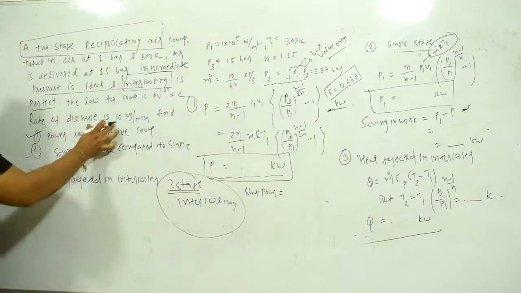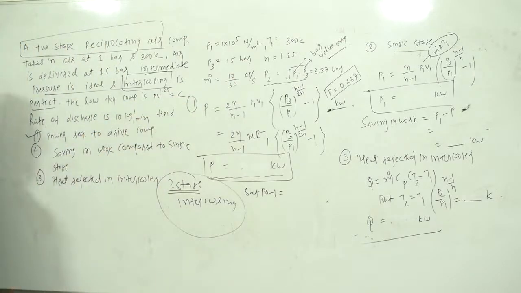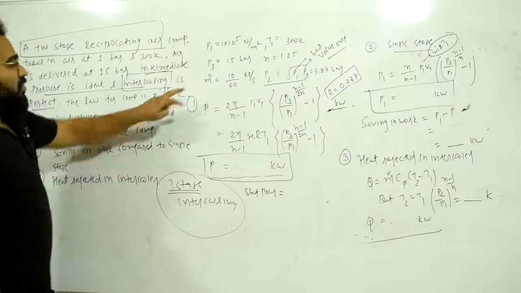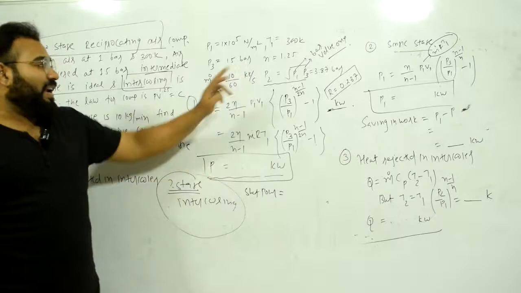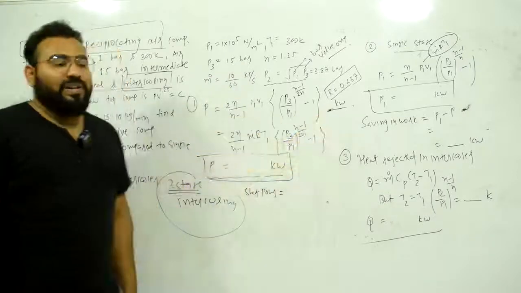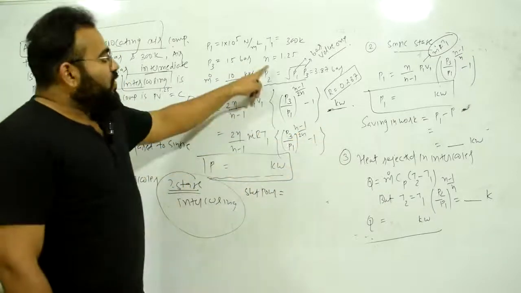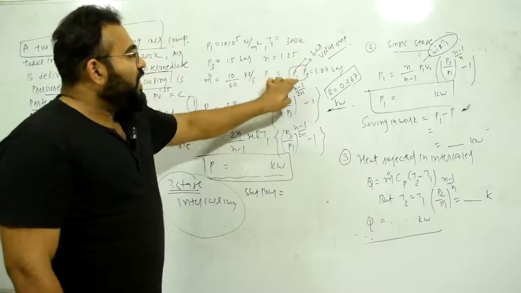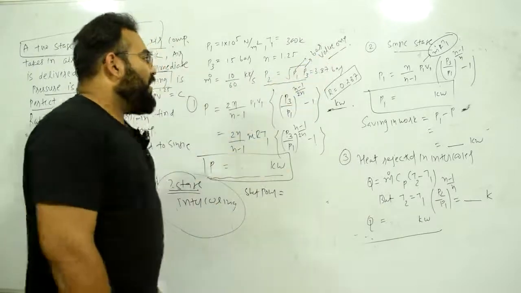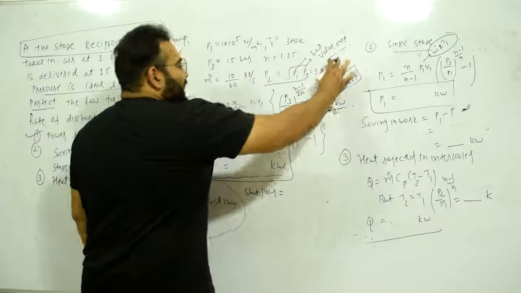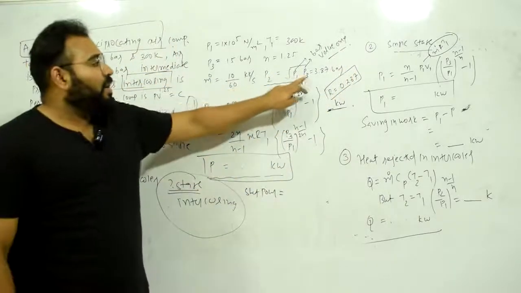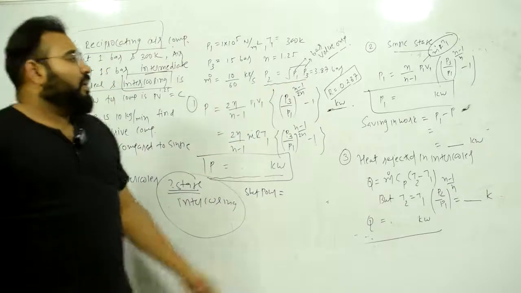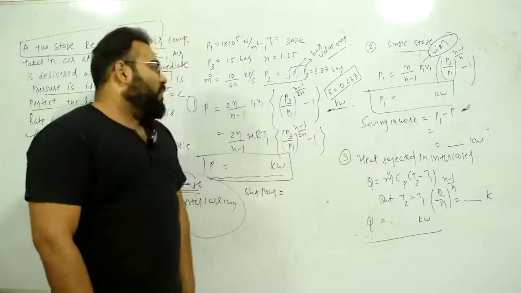The rate of discharge is 10 kg per minute, so mass flow rate is given. Mass flow rate will be 10/60 kg per second. We have to convert it into seconds because we want the answer in kilowatt. Now we know that P2 = square root of P1 times P3. Here we put the bar value only, because we want this in bar. P1, the initial pressure, is 1 bar, so I put P1 = 1 bar. P3 = 15, so you will find your P2 value.